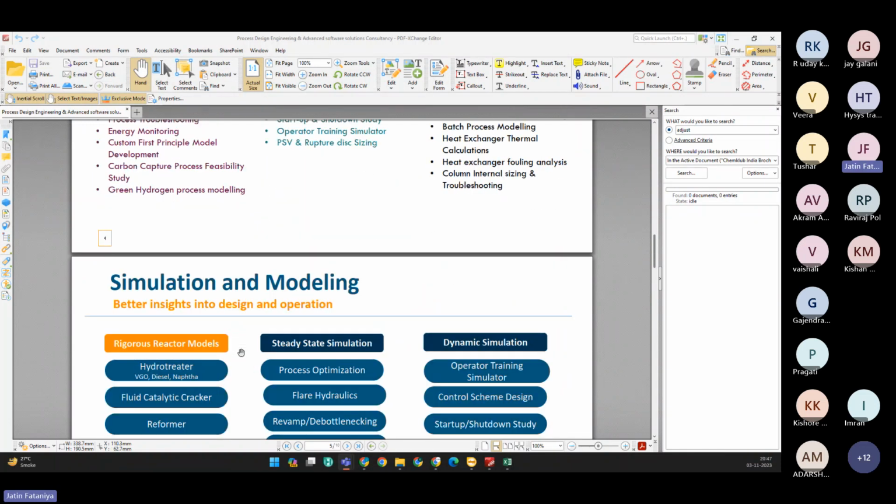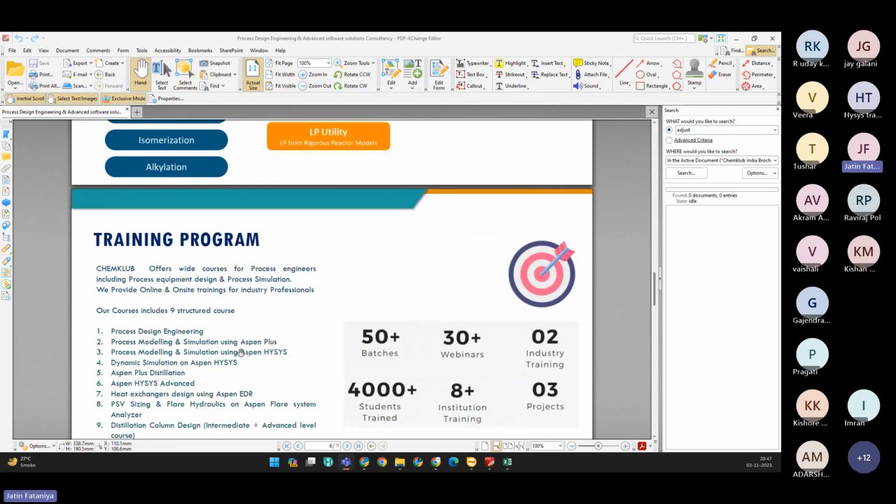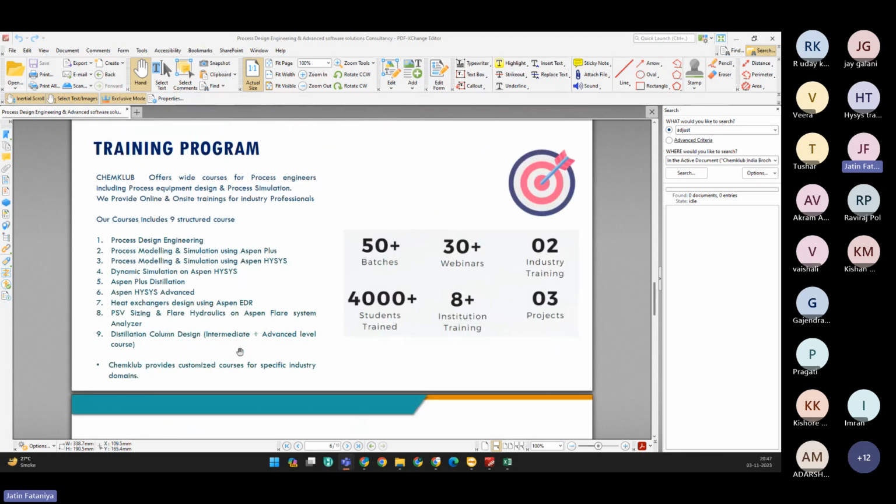Okay. So for the simulation modeling, we do different kinds of steady state and dynamic simulation. So this is the overview of our organization. Talking about the training program, which helps you to switch your career, or if you are in the same domain and want to skill up yourself, we provide training programs on different modules. So we have a simulation module, a process engineering module as well as an advanced process engineering module, as well as the unit operation module of heat exchangers and distillation column programs.